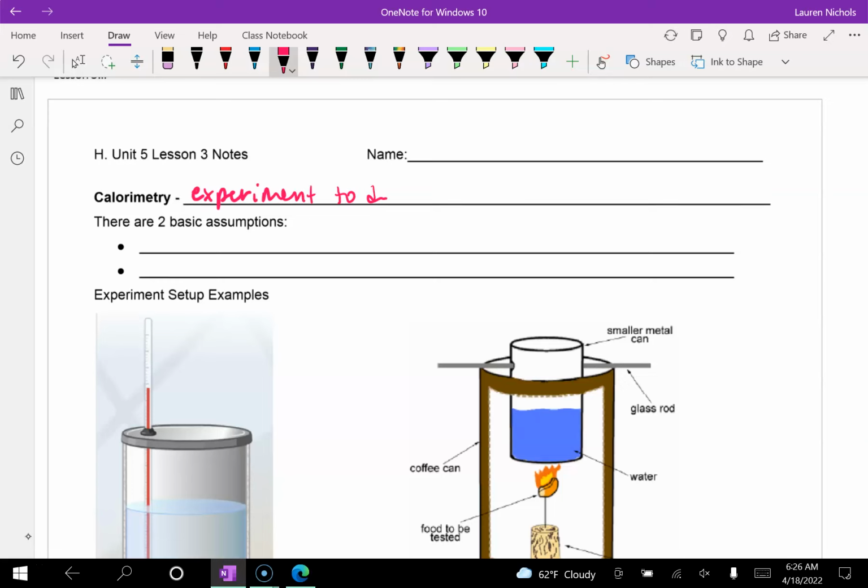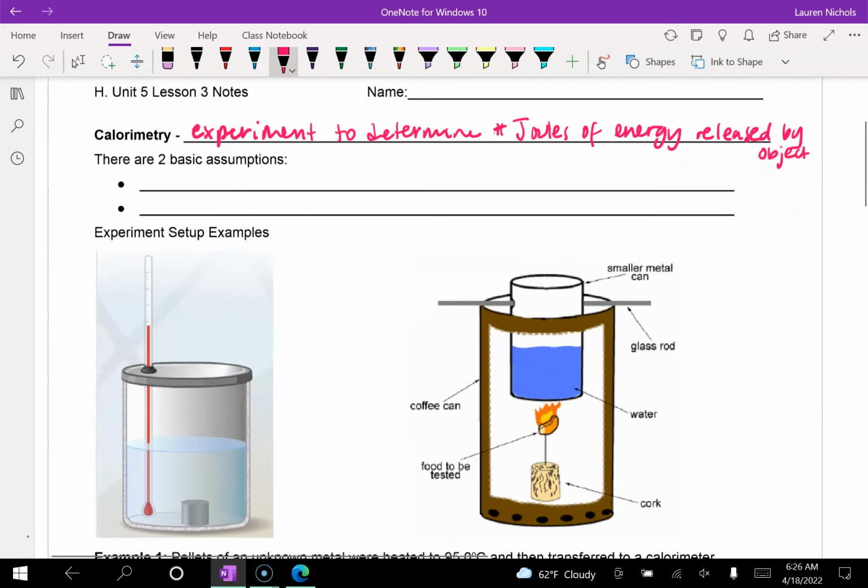to determine the amount, I'm just going to put the number of joules of energy released by an object. Okay, and so sometimes this object might be, like in the picture, this metal block, right? Because we can use its specific heat to identify it, or it might be a particular food. We're actually going to be doing this version of the experiment in class.